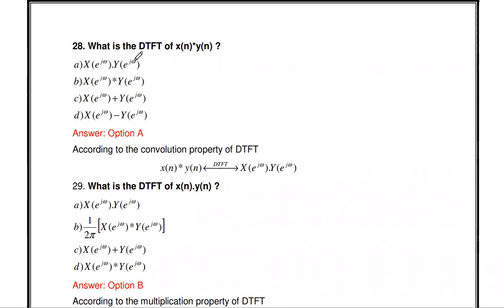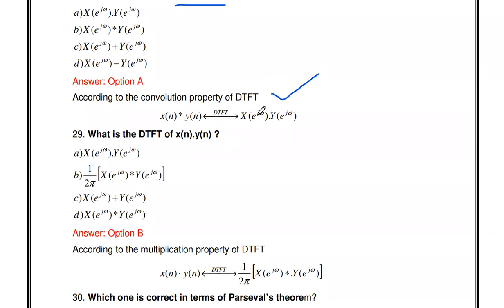Then the next question, what is the DTFT of x(n) convolution with y(n)? Okay, so already you know, if you want to find the DTFT of the convolution of two signals, we have to use the convolution property. So this property is similar to Z transform. So according to the convolution property, for the time domain signal x(n) convoluted with y(n), if you are taking DTFT, the answer is equivalent to the multiplication of the individual Fourier transforms.